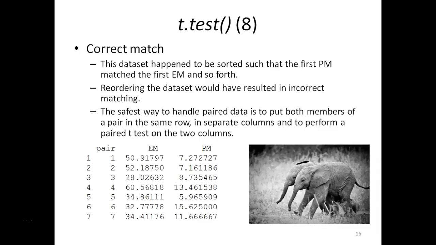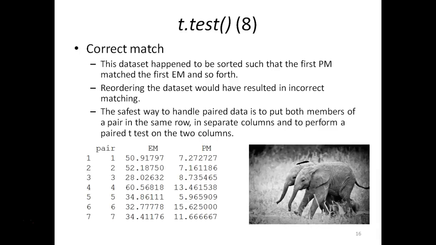Now, when you're using a paired test, you obviously would have to get the correct matching so that the pairs are kept together. You don't match a person from one pair with a person from another pair, but you keep the pairs together. And in the data set we used here, it turned out to be correct simply because the pairs were presented in the same order. First you had EM1, then 2, 3, 4, 5, 6, and 7, and then you had all the PMs in the same order. But if they had been in a different order, the pairing would have been incorrect.